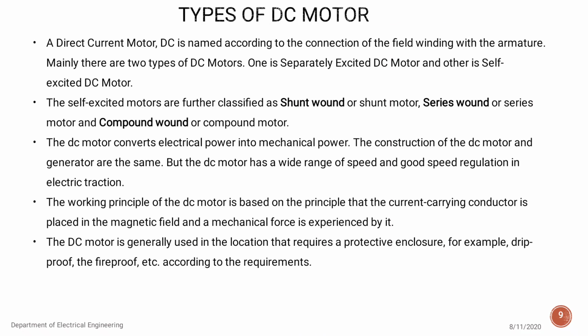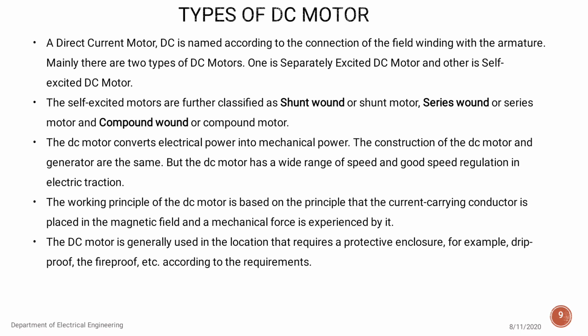So now we'll move to the main topic of today's agenda, that is the types of DC motor. As the name shows, DC means direct current motor. We have already seen the basics yesterday. In the DC motor, the connection of the field winding with the armature winding classifies the types of DC motor.